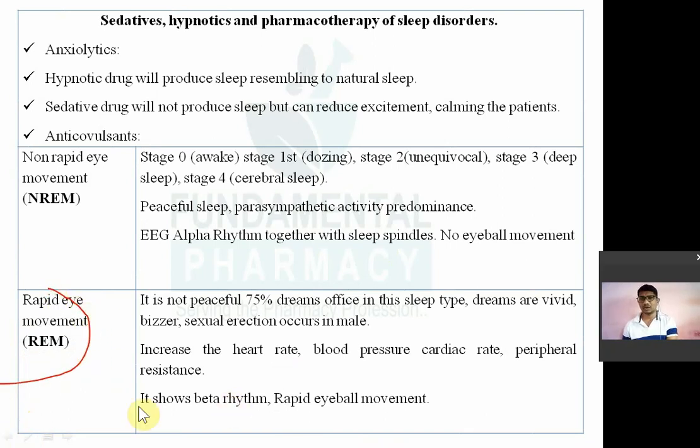About 70-75% of dreams occur in this type of sleep. Whatever dreaming comes, the dreams may be vivid, bizarre, or sexual, and erection can occur in males. Those types of dreams occur in REM sleep.